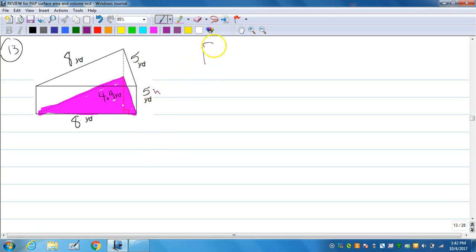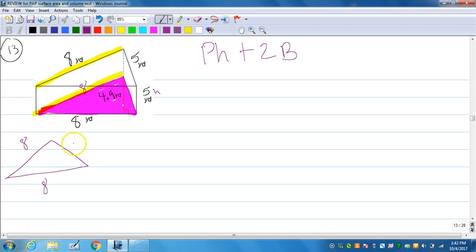Right? So this is a prism. So Ph plus 2B. Here's my triangle. If this is 8, then this is 8. So if I draw my triangle over here, this is 8. This is 8. They don't tell us this number here, but I don't need it. And I have this, which is 4.9. And yeah, I do need the number.